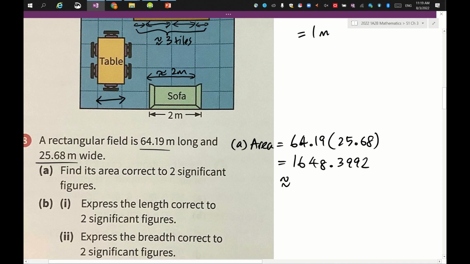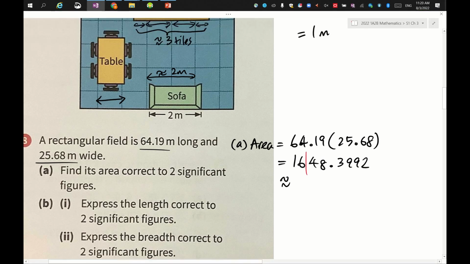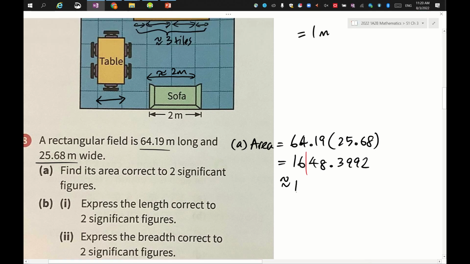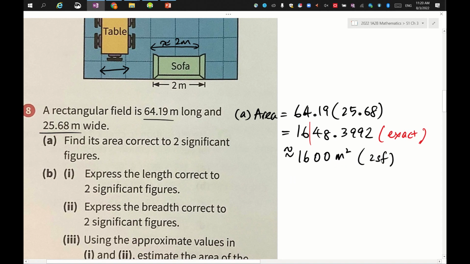Then we round it off to 2SF. Draw a line over here. The decider is 4. So we end up with 1600 square meters. So you can put on that this is in 2SF. Okay, you can use a pencil to indicate, just to remind yourself, this is the exact value. That's the exact. Just that there are too many numbers. We usually don't use many numbers.